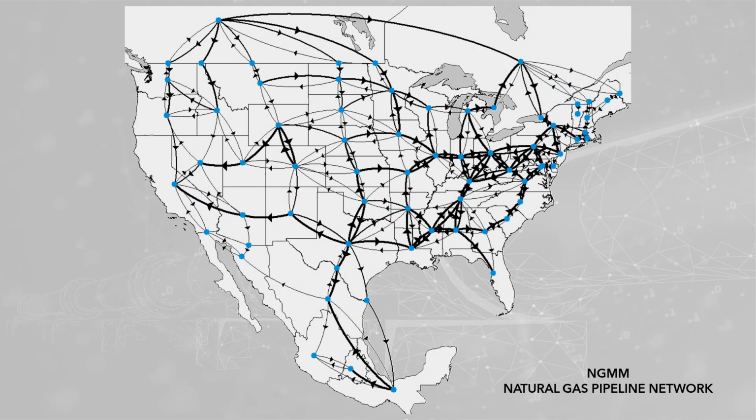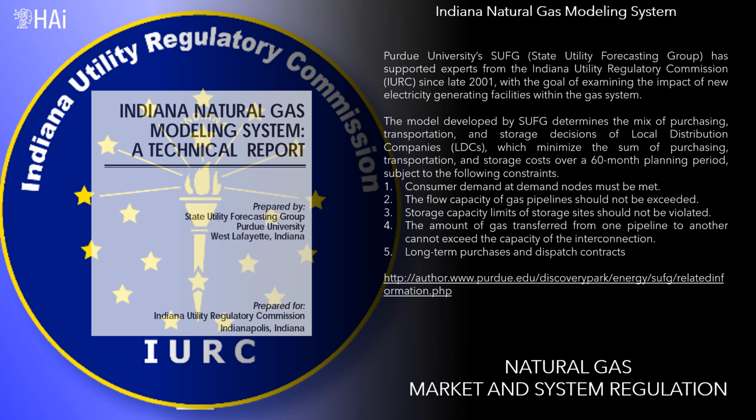The image presents the NGMM natural gas pipeline network. Purdue University's SUFG, State Utility Forecasting Group, has supported experts from the Indiana Utility Regulatory Commission, IURC, since late 2001, with the goal of examining the impact of new electricity generating facilities within the gas system. The model determines the mix of purchasing, transportation, and storage decisions of local distribution companies, LDCs, which minimize the sum of purchasing, transportation, and storage costs over a 60-month planning period, subject to the following constraints.